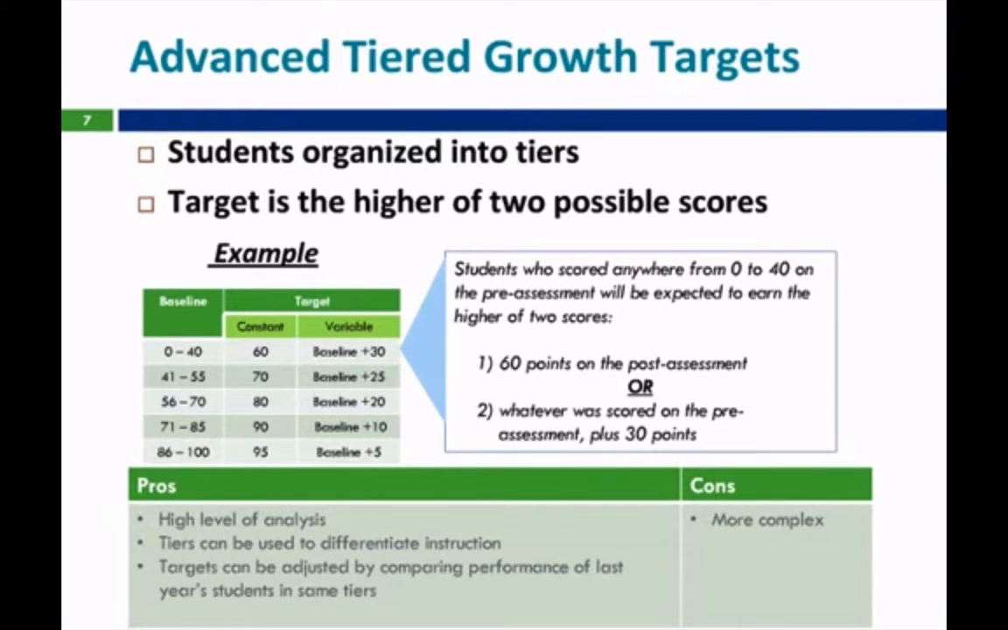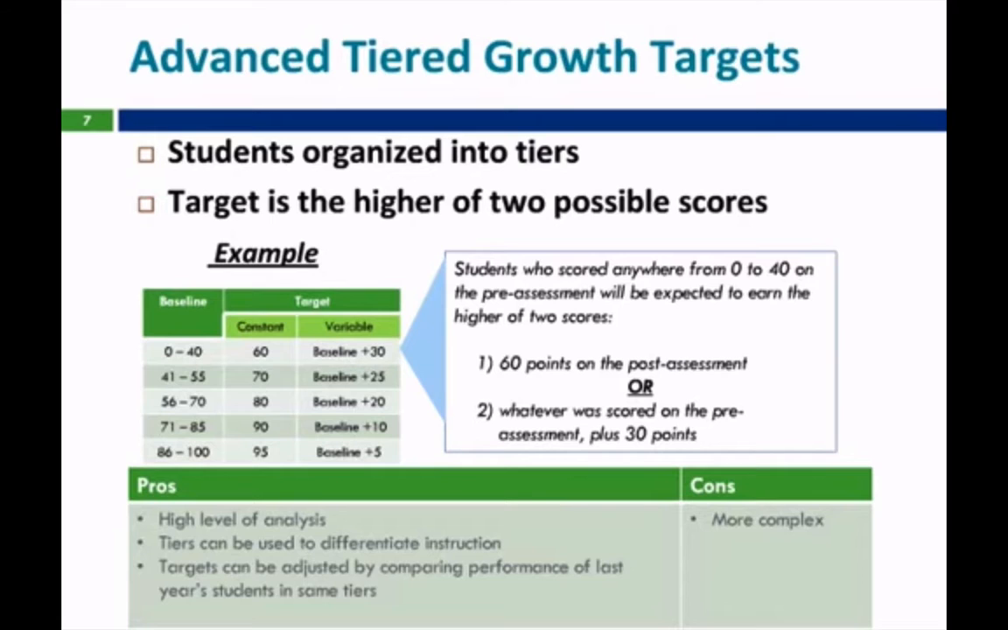So let's look at that student who scores a 40 and that student who scores a 41, just as an example. Which is the higher target for that student who scores a 40? Well, 60, that looks like a good target. But if I look at the variable target column, I would add 30 to the 40, so the target of 70 ends up being a higher target than the alternative of 60. So that's the target I'd go with for that student. I'd choose the 70.